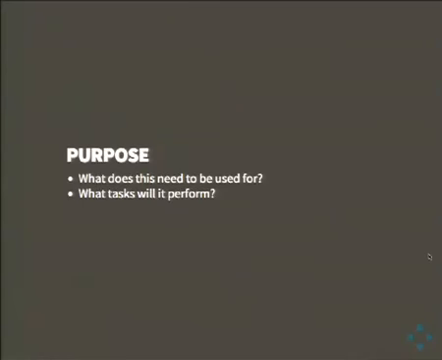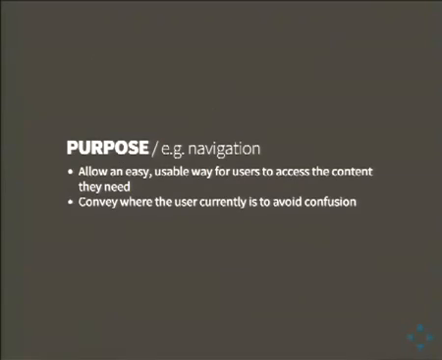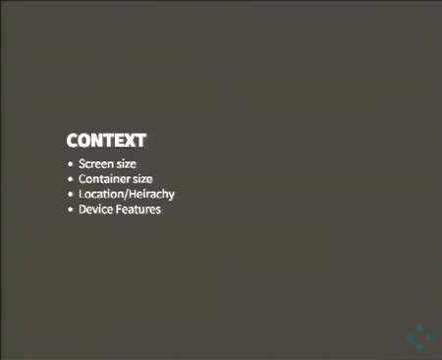The first thing I work out when I'm looking at a component is its purpose. What is this component going to be used for, and what tasks will it need to perform? A really obvious one is navigation. This is really basic, broad stuff, but you can get very specific on a specific project. Say navigation needs to allow an easy, usable way for users to access the content they need, but it also needs to convey where they currently are on the site, so they get a context of what page they're on and how they can navigate away or go somewhere else. That's the first thing I would include in my comments at the start.